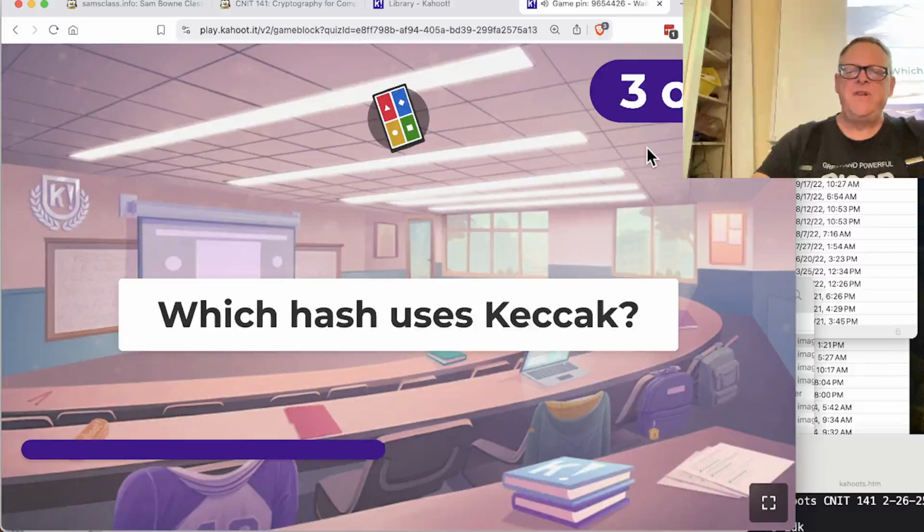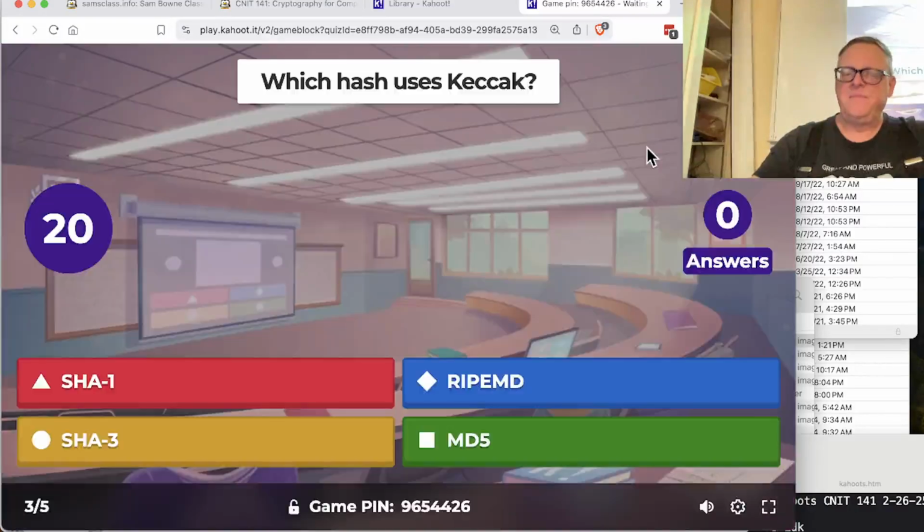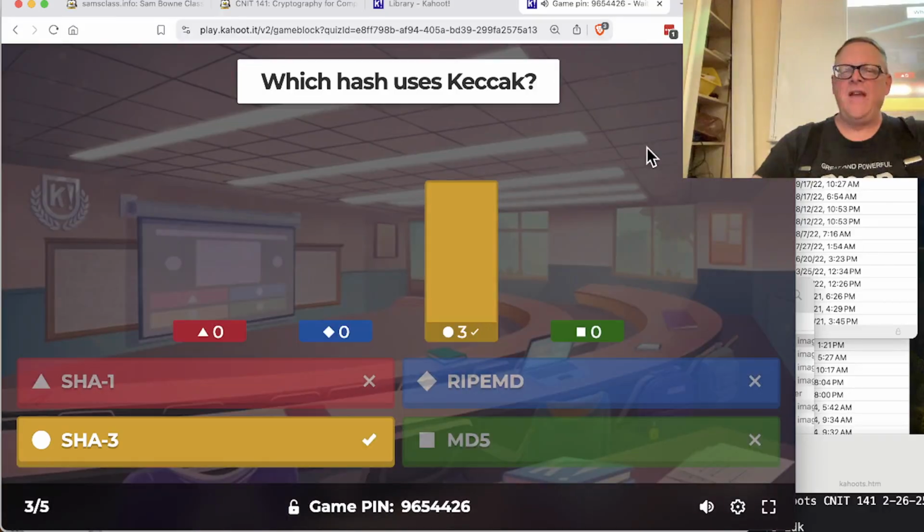All right, which one uses Keccak's method? I'm probably pronouncing that name wrong too. I have no idea what nation he's from or what language that's. SHA-3 is Keccak, yeah.